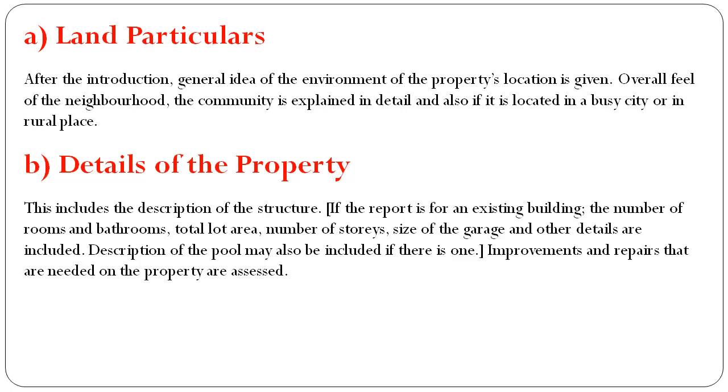Details of the property include the description of the structure. If the report is for an existing building, the number of rooms and bathrooms, total lot area, number of stories, size of the garage and other details are included. A description of the pool may also be included if there is one. Improvements and repairs that are needed on the property are assessed.